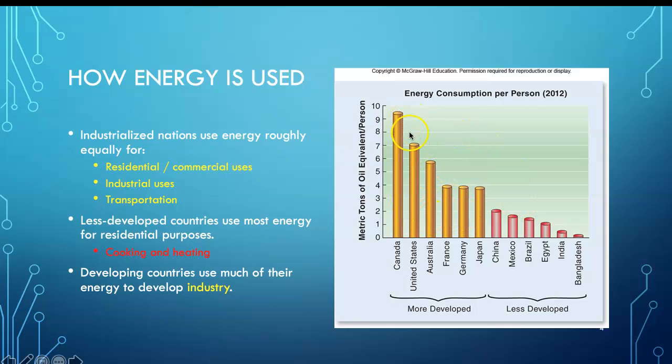We can see North Americans consume a lot of energy per person. The reason behind it, one of them, is transportation. And in the developing countries, people use energy mainly for cooking and heating at home. And in developed countries, people use energy on industry, residential, and transportation about equally.